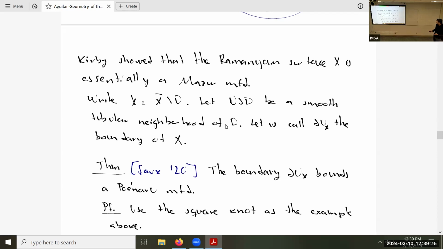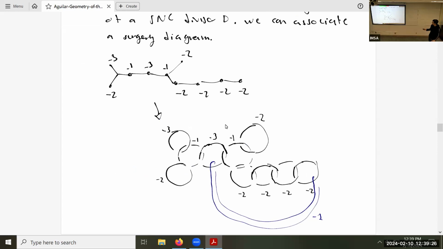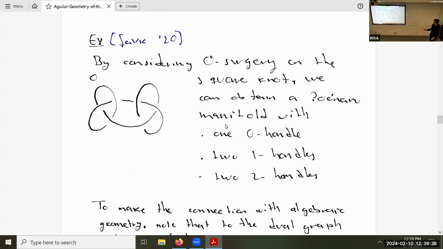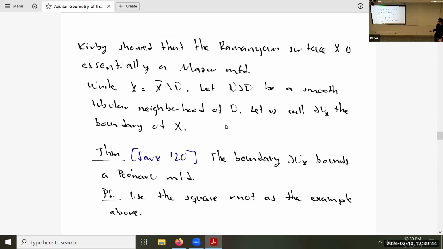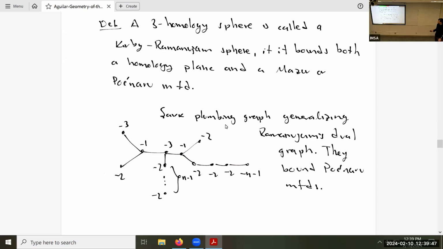So the boundary of the Ramanujam surface bounds a Poincaré manifold. And the computations are just like, as I told you before, you use the dual graph of the Ramanujam surface, you use this plumbing surgery diagram, and you end up with a knot that is actually this square knot. And you can conclude that this is a Poincaré manifold.